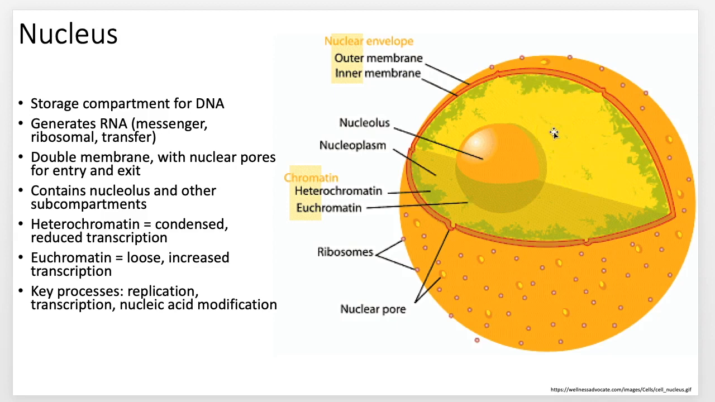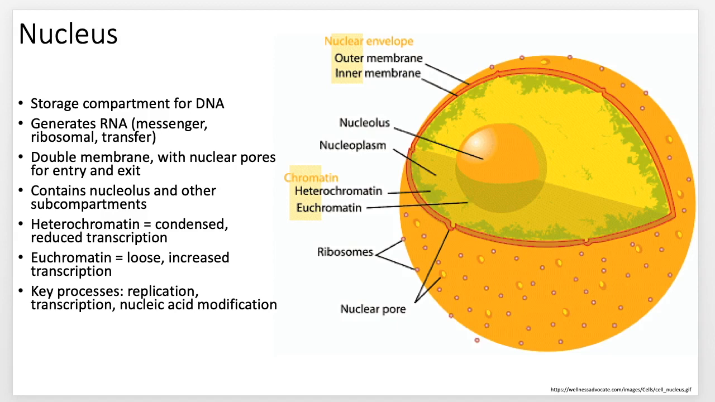Now, there's a few key processes that we will talk about later. Replication, meaning making more DNA, transcription, making RNA, and then you can also modify your nucleic acids. And what I'm really meaning there is, with your DNA, you can methylate your DNA, you can acetylate your histones, which I know those aren't nucleic acids, but they're part of that process. You can do RNA splicing, you can cut RNAs, you have to cap them, you gotta tail them, all kinds of stuff that all happens inside the nucleus.